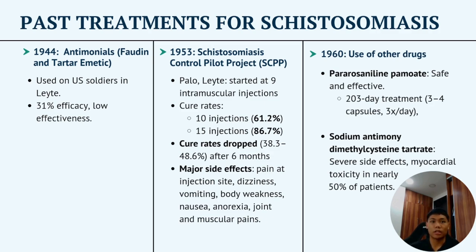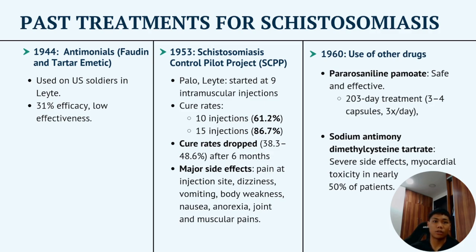The respective cure rates are the following. For 10 injections, it was 61.2%. For 15, it was 86.7%. However, the proportion of cured patients dropped to 38.3 and 48.6% respectively 6 months after the injections. With this, major side effects, including pain at the injection site, dizziness, vomiting, body weakness, nausea, anorexia, and joint and muscular pains are also present.